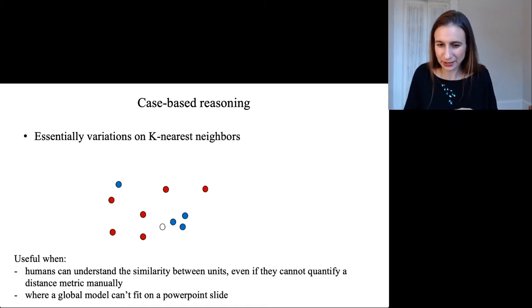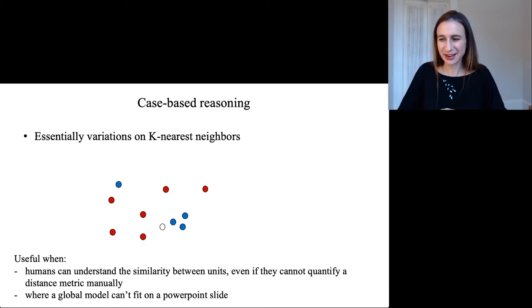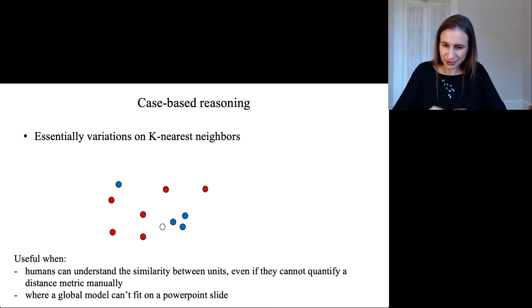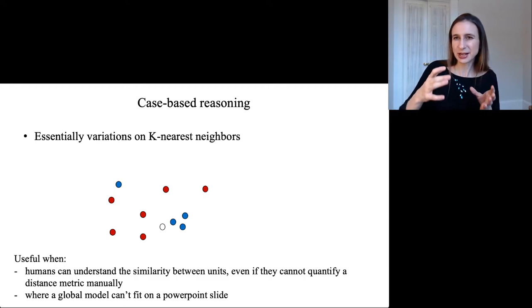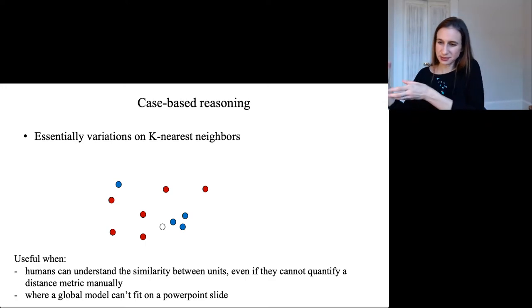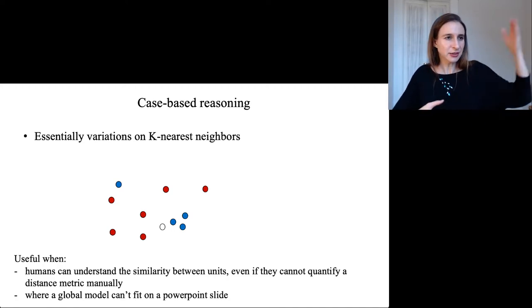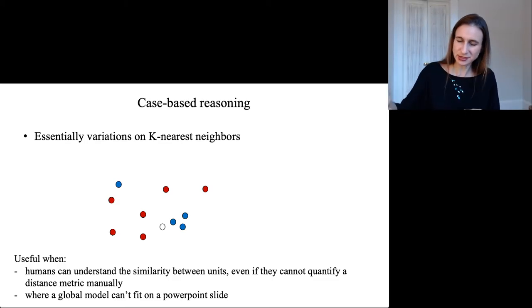Also, these are useful when you have a big global model that can't fit on a PowerPoint slide. Then at least you can say, well, I think this is similar to that one that I've seen before. So this is the kind of logic that real estate agents use when pricing houses. They say, well, this house has a big backyard. There was another house that had a big backyard, and I'm gaining information about the price from that. And then this other house is on a corner, and your house is on a corner. So I'm going to use that information to help price your house. And this other house is in the same neighborhood, and so on.